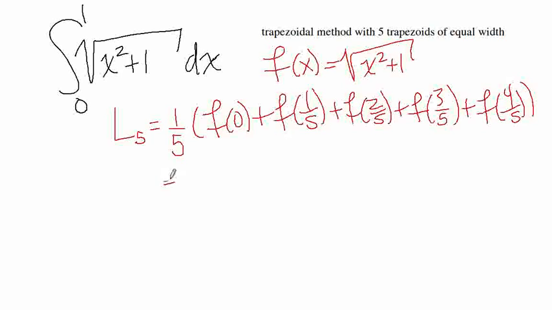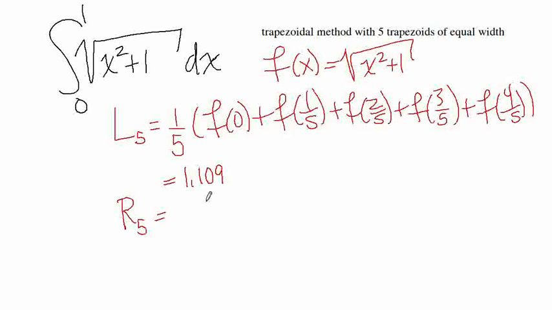Okay, now you can take all the corresponding square roots with the calculator, find the sum and multiply by 1/5, and I got 1.109.